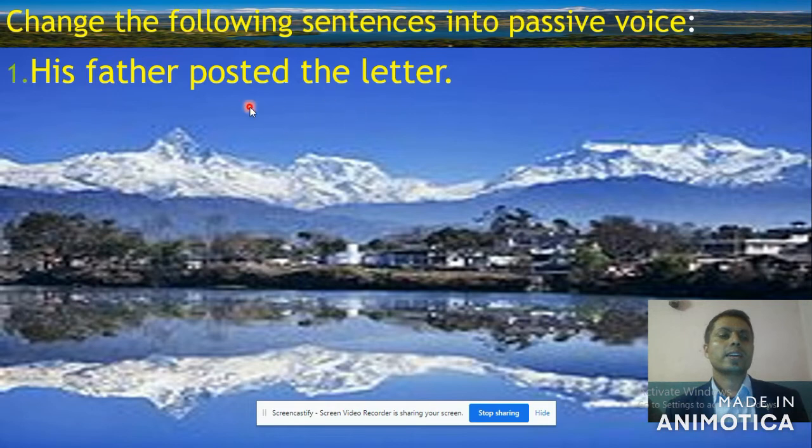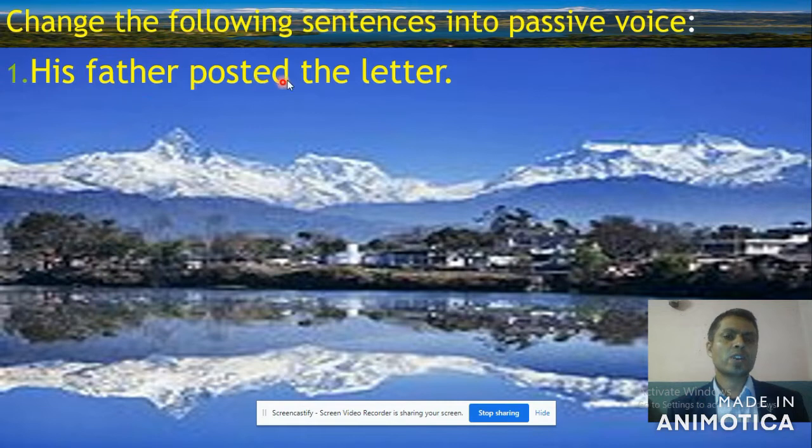His father posted the letter. Here is a simple past tense verb, so this is the simple tense category. Already I taught you the simple category uses is, am, are, was, were. The sentence is past tense, so obviously you should use was or were. It's a be verb. Without a be verb, we cannot make the passive form. So what is the object? You should find the object.